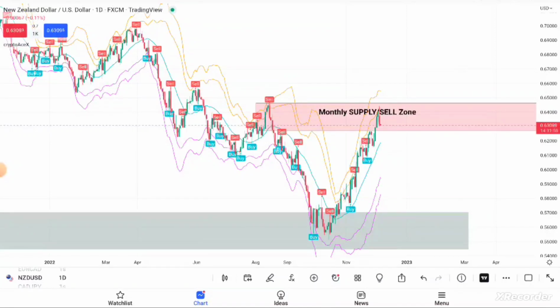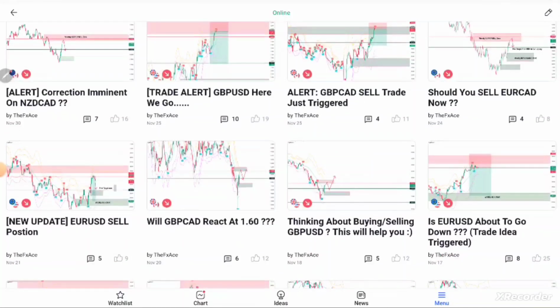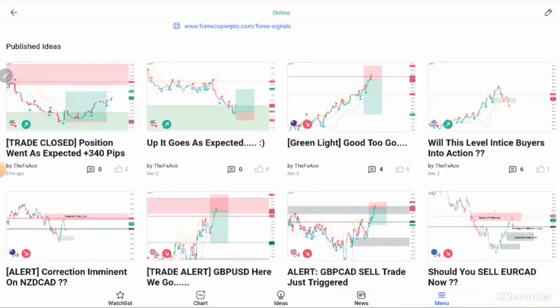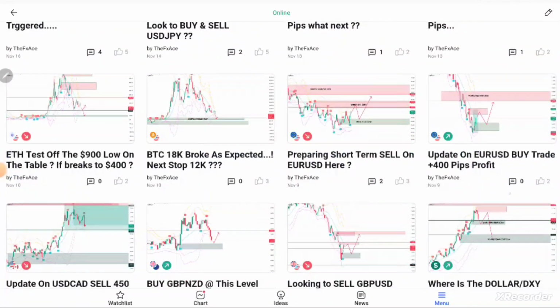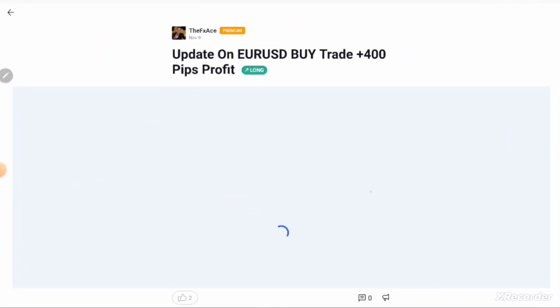Trading method using Tradingview. Again, we'll look at one more trade idea. Let's see, there's two. Where do we choose from here? Okay, Euro USD, we'll pick this. This was 400 pips.